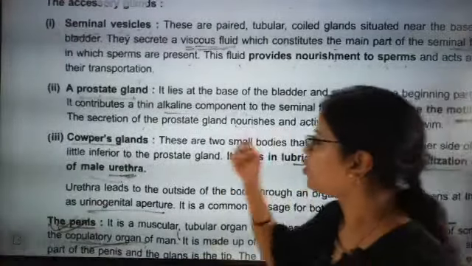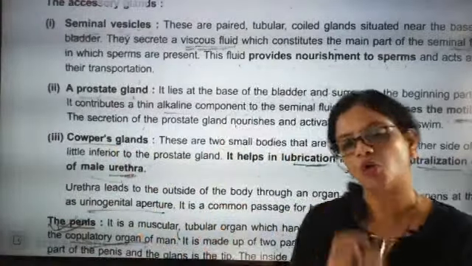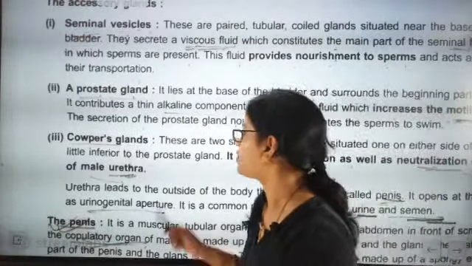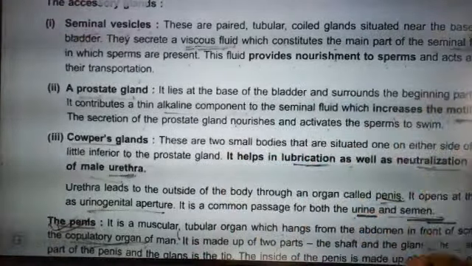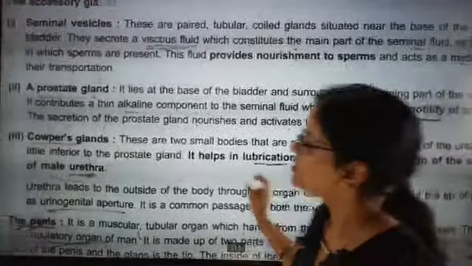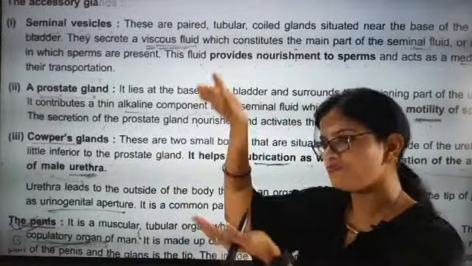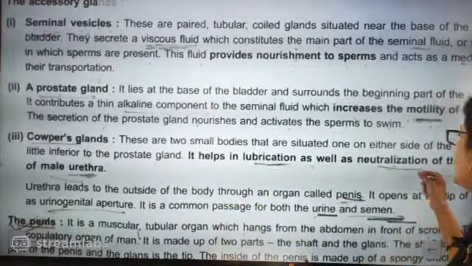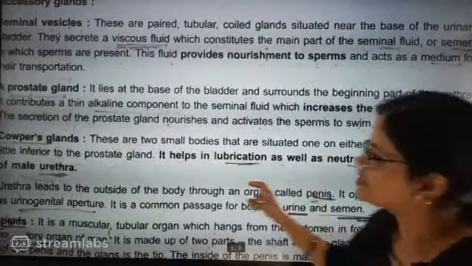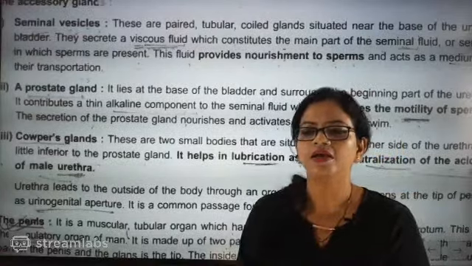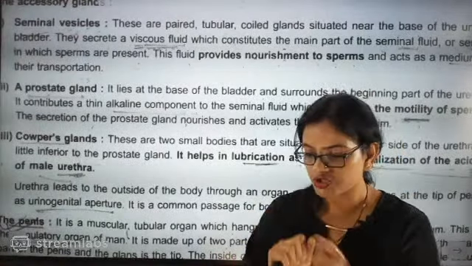Now the next gland is the Cowper gland. It is small, but it has a very important work. These are two small bodies situated one on either side of the urethra, a little inferior to the prostate gland, meaning below the prostate gland. It helps in lubrication as well as neutralization of the acidity of the male urethra. So the Cowper gland helps in the nourishment of the sperm.